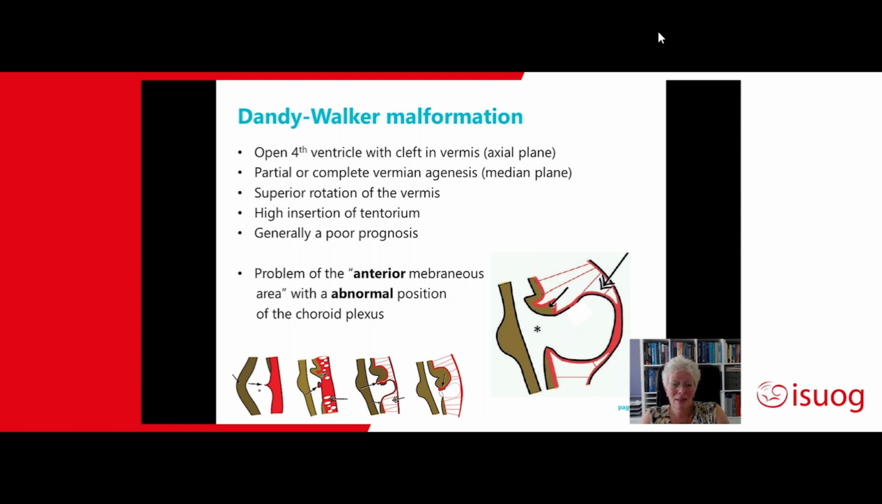And generally, Dandy-Walker malformations have a poor prognosis because they're associated to other malformations in the brain, like in the cerebrum, but also a high chance of genetic abnormalities. And as I said before, this is a problem of the anterior part of the membranous area, this part over here. And here we have an abnormal position of the choroid plexus.